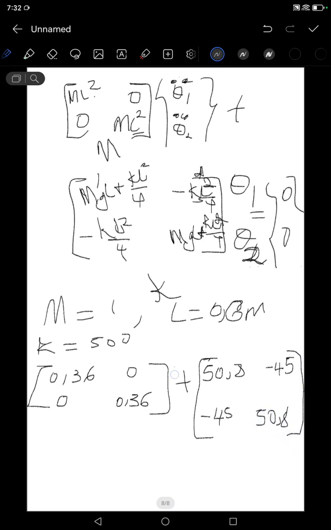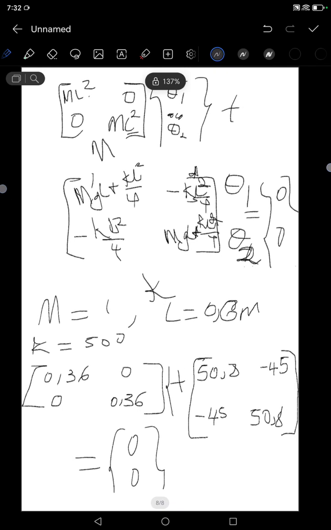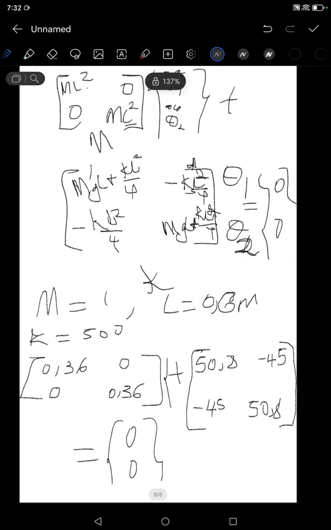And then this is how we write our matrix. So here on the side, it's going to be theta dot 1, theta dot 2, and then this side is going to be theta 1, theta 2, equals to 0. Okay, so this is how we determine the equation of motion using Newton's second law.